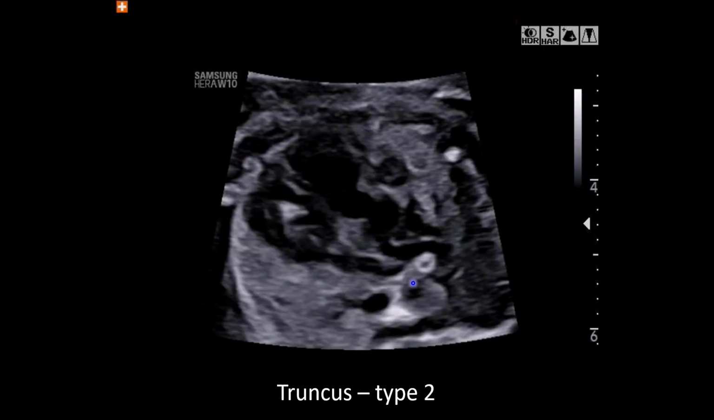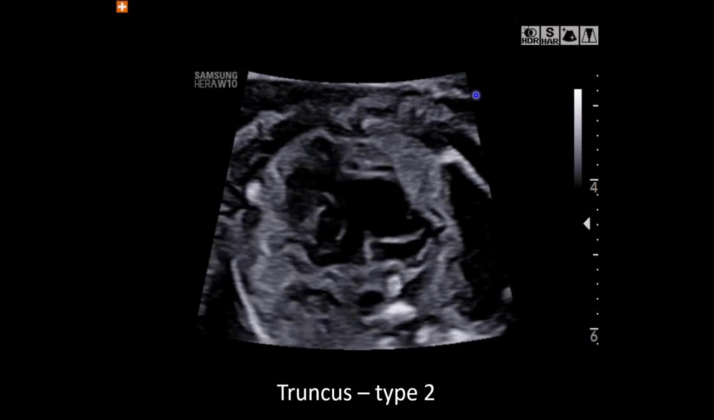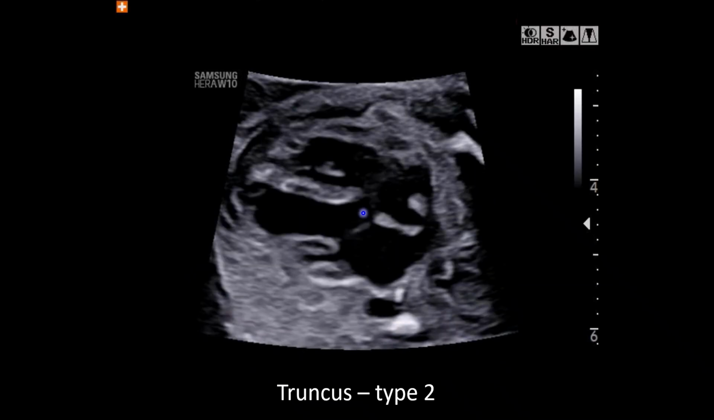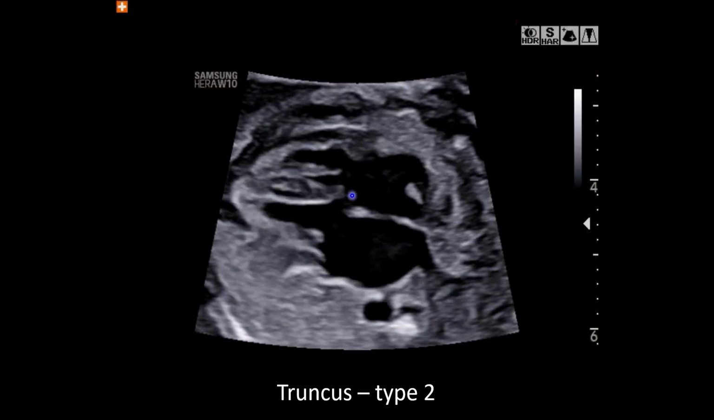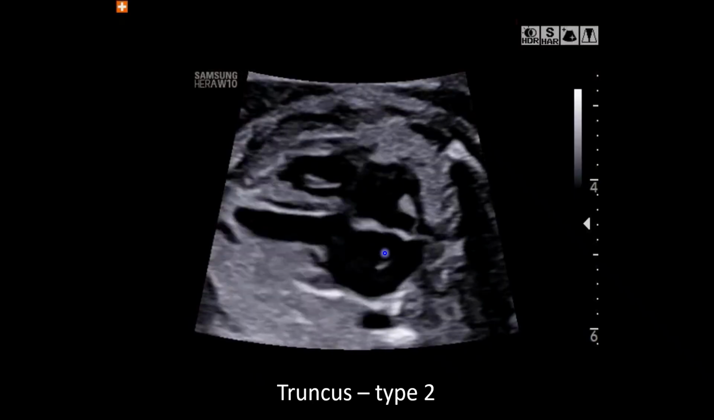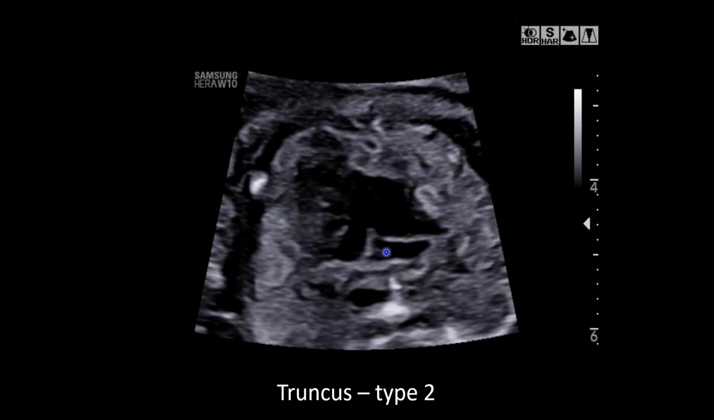Truncus arteriosus type 2, same view here, levocardia. This is left and this is right. We're already seeing a single outlet here, truncal valve there, large outlet VSD, and you're starting to see bifurcation here early, right in here, pulmonary artery branches.